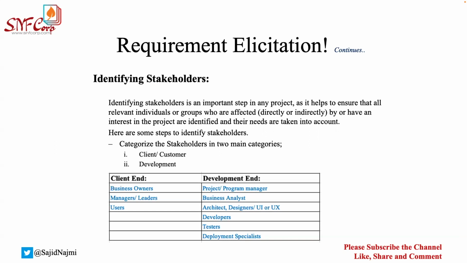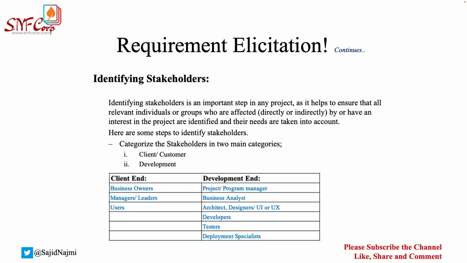In a broader category, we as a BA try to categorize them in two different places. We have stakeholders or clients from the client end. From the client end, we may have business owners, sponsors, managers, leaders, and the actual users. So you would like to categorize them and put all these stakeholders under the client stakeholders list. And the other end is the development end, as in your internal team.